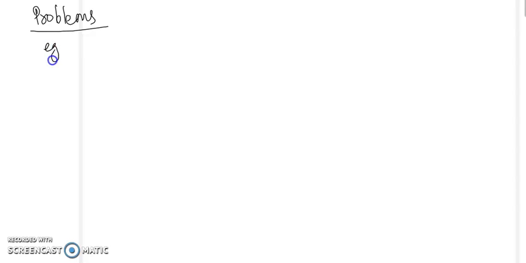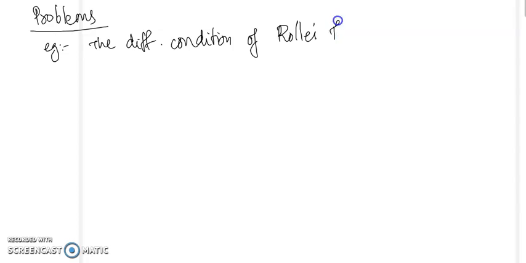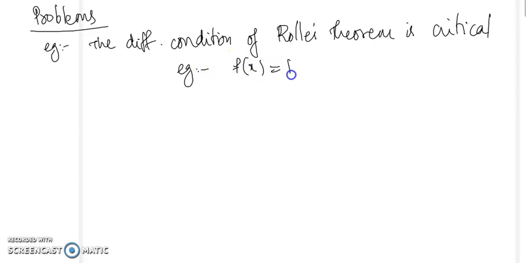So let us see an example for that case. The differentiability condition of Rolle's theorem is critical.